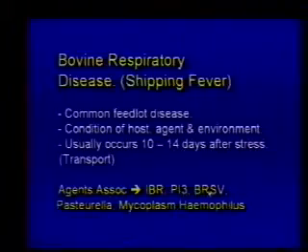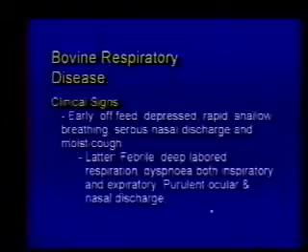So these 4 viruses, along with these 3 bacteria, Pasteurella, Mycoplasma, and Haemophilus, are the most common agents involved in the bovine respiratory disease complex. Clinical signs: early, the animal may go off feed, depressed, with rapid shallow breathing. There may be a serous nasal discharge with a moist cough. As the condition progresses, we have a febrile condition, deep labored respiration, dyspnea, both during inspiration and expiration.